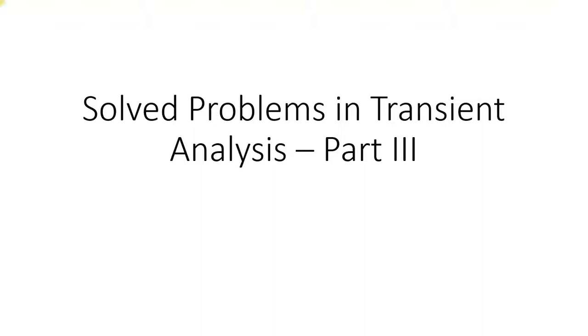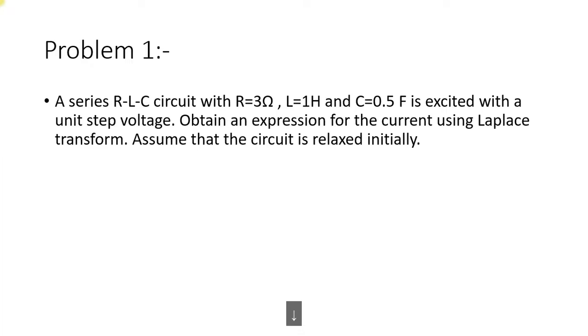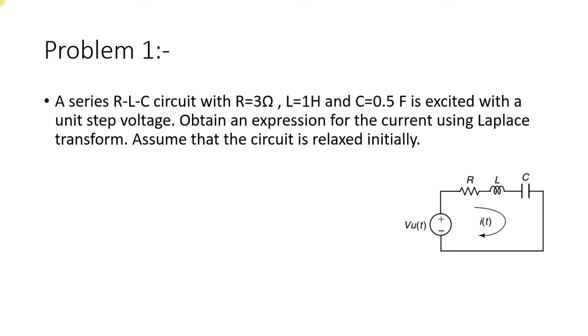In today's lecture, we are going to see some solved examples on the transient response of a circuit using the Laplace transform. In the first problem, an RLC series circuit with R equal to 3 ohm, L equal to 1 Henry, and C equal to 0.5 Farad is excited with a unit step voltage. Obtain an expression for the current using the Laplace transform.